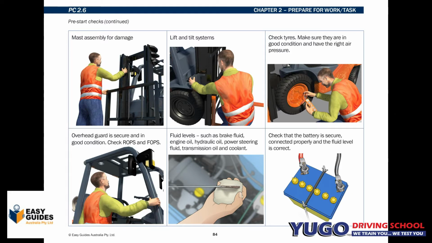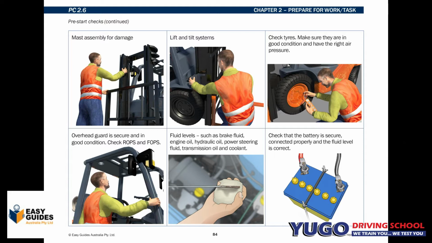The mast assembly, you look for damages, you look for the hoses, you look at the chains, you look at the pulleys. You check the hoses are not leaking. You check the pulleys are not cracked and everything's running through the pulleys. Chains are greased up. You check the lift systems, the tilt cylinders, the lift cylinders, the side shift cylinders. You check again they're not leaking, there's no abrasions, they're not being bent.